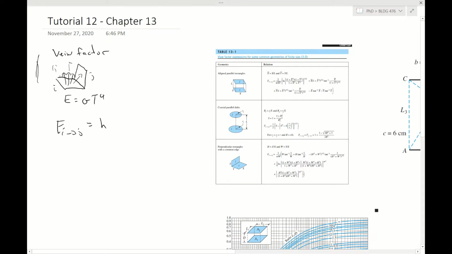And that's actually exactly how it's defined. So how much energy emitted by I, which strikes J, divided by the total energy.